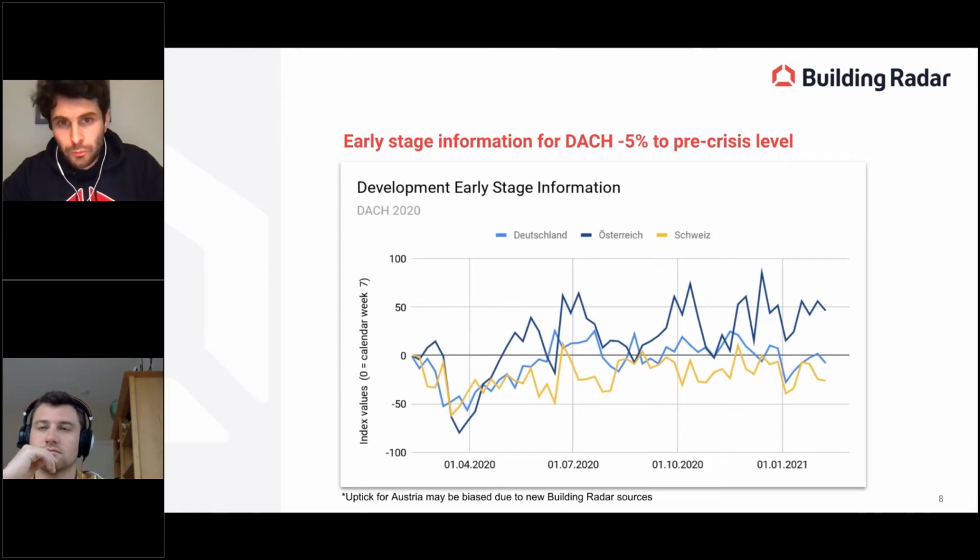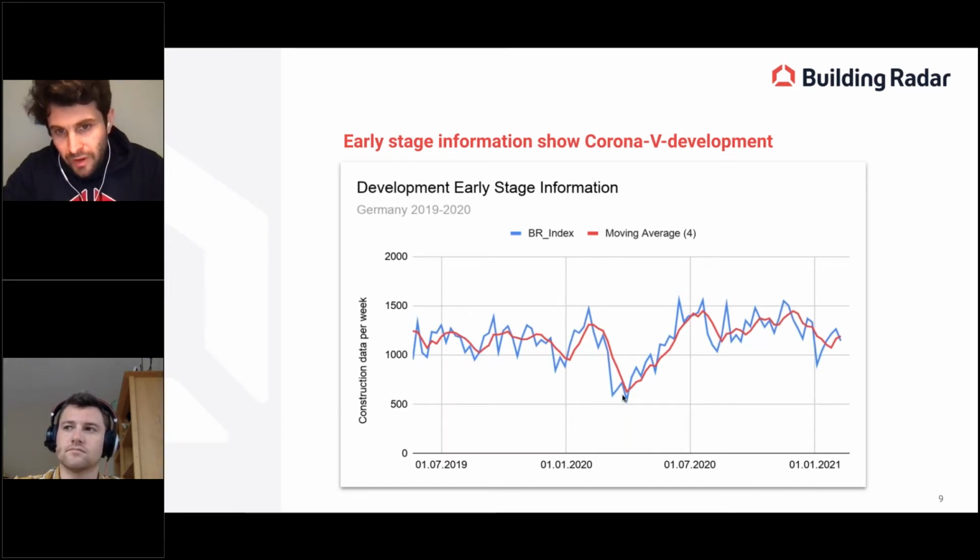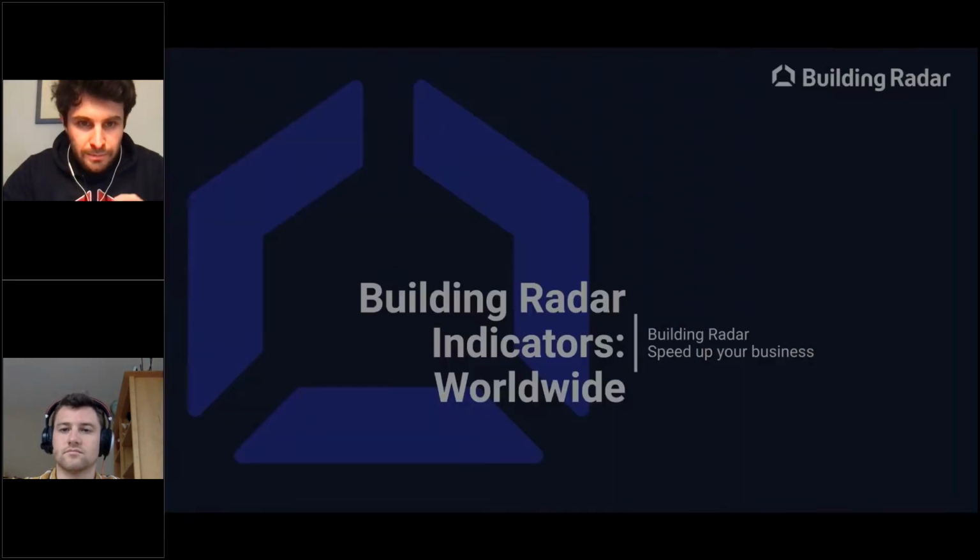Yes, and these would be the numbers for the DACH region. We also have it specifically for Germany in the midterm or the long term. And as you see here, this is what we call our V development in our Building Radar data. Back in February, March, the index collapsed, but returned, without staying at the bottom, to the pre-crisis level. So this is why we call this a V development. And of course, in the second part of this webcast, we're curious how our data looks in other countries.